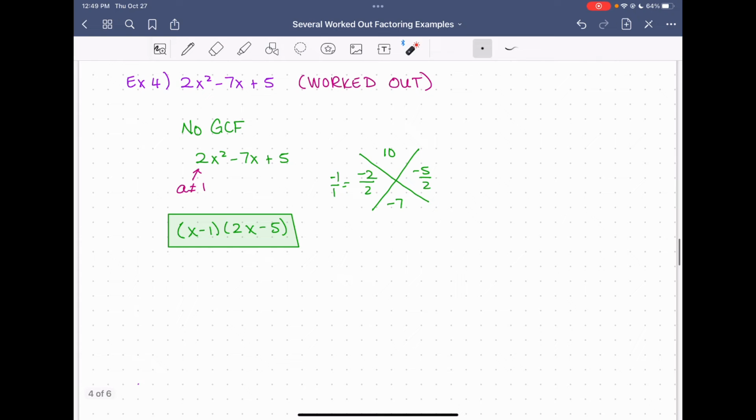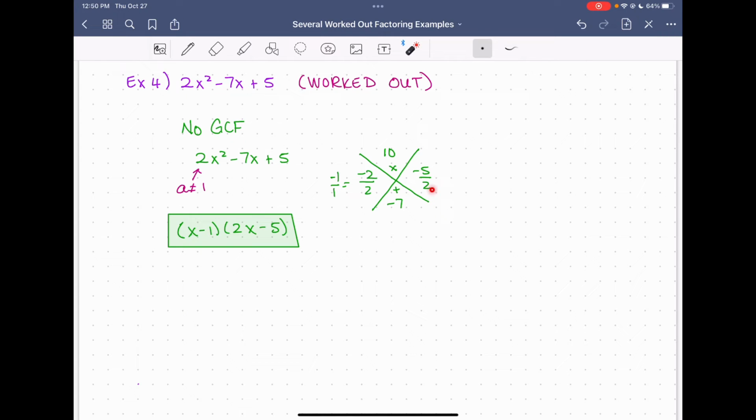Okay, here it is worked out. No greatest common factor to worry about. A does not equal 1, so we have the longer version of the x. So we put a times c at the top, which is 10. We put b at the bottom, which was -7. What multiplies to 10 but adds up to -7? That was -2 and -5.